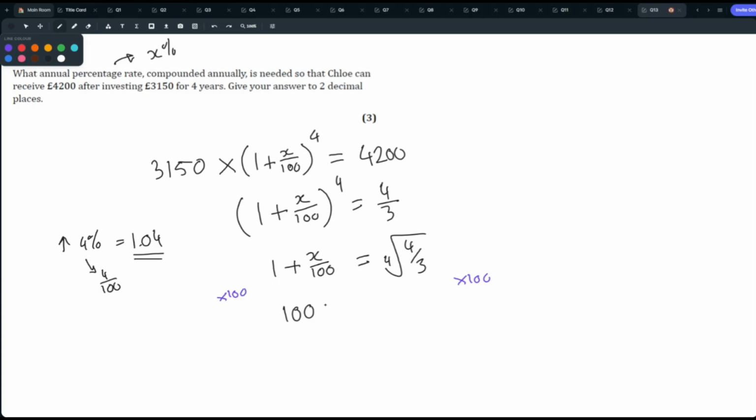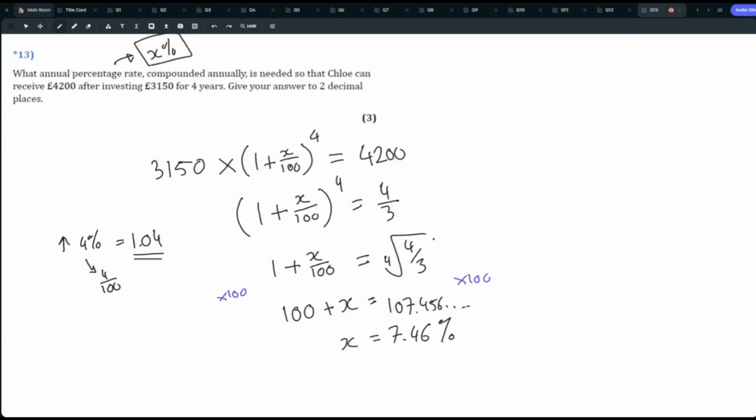So that's going to be 100 plus X equals, now remember you times 100 both sides. And once you do that, this would be 107.456 and so on. And then to get X on its own, remember that's what we're looking for, take away 100 both sides. So this would be 7.46. Okay, so that would be our answer, X is equal to 7.46%. Remember, that's what we were looking for here, X percent, and we now do have that. Okay, so that is our final answer, 7.46.